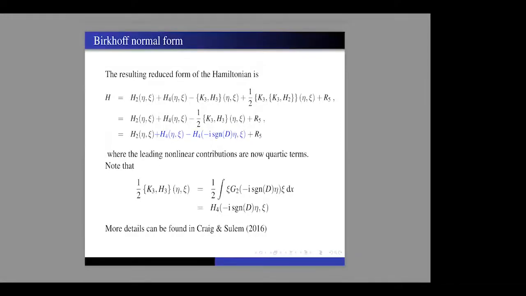So with this expression of K3, you can simplify the remaining quadratic terms in the expansion of the Hamiltonian. So these two Poisson brackets, they add up to give this one. And you can show that this Poisson bracket is nothing but H4 in terms of eta tilde and xi tilde. And you can find more details in this early paper by Walter and Catherine 2016. So this is the final result for the reduction of the Hamiltonian by eliminating all the cubic terms.